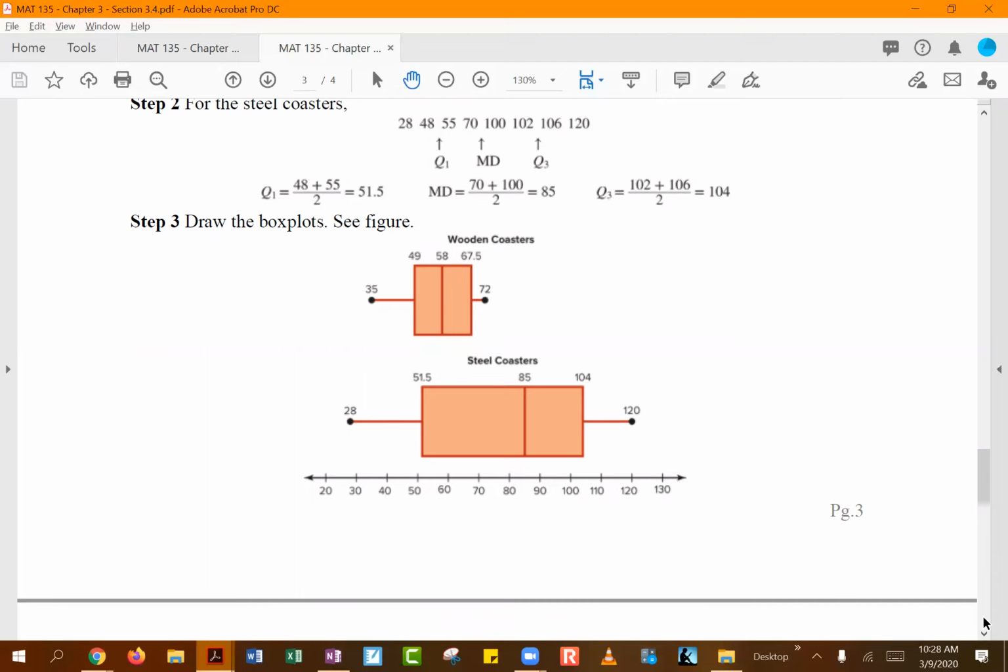So this is our wooden coasters. This is our steel coasters. And you will notice in all of these examples, we actually write down the actual values for our 5-number summary. Because again, just looking at the scale, you're guessing what those values are. But if you actually put those numbers in, then it makes it easier for the viewer to see what exact numbers you were looking at. So in terms of skewness, what would we say about these 2 box plots here?